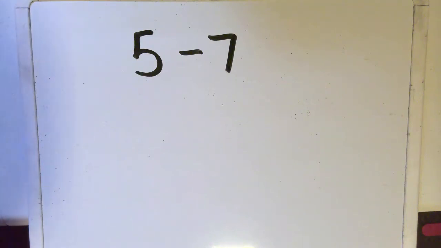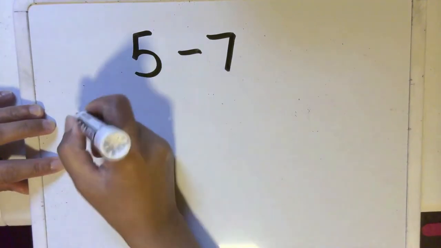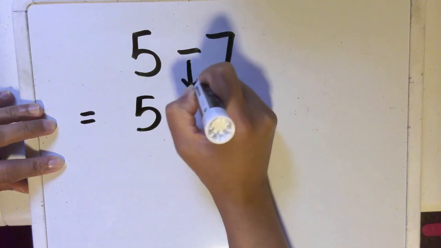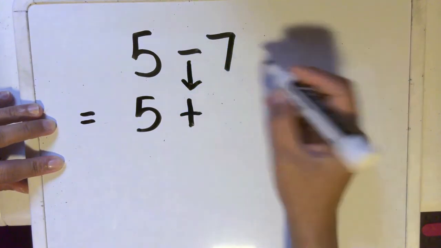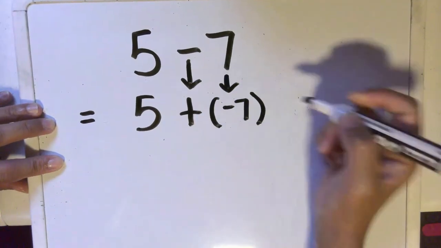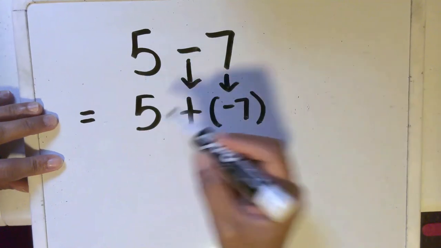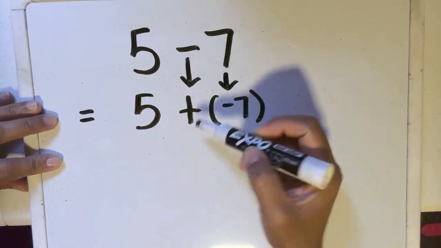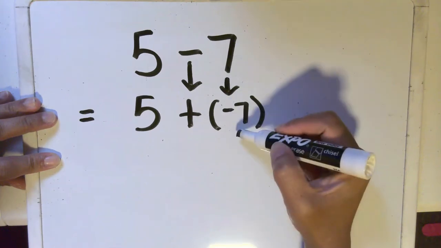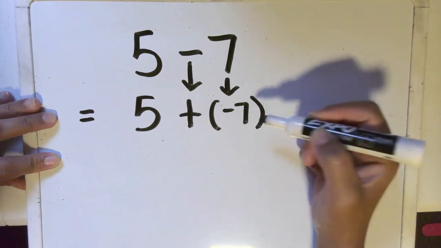Subtracting integers. For example, if you have 5 minus 7, all you have to do is copy the first number, change subtraction to addition, and change 7 to negative 7. So the procedure is very simple to follow. You copy the first number, you change the subtraction into addition, and you change the subtrahend's sign into the opposite. So if this is positive 7, you change the sign to negative. So it becomes negative 7.